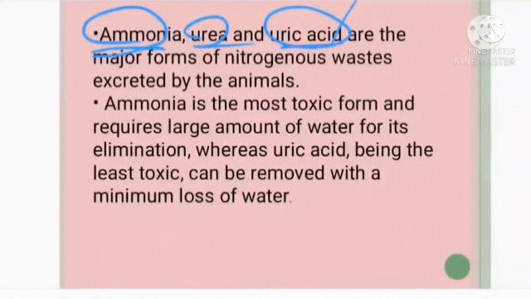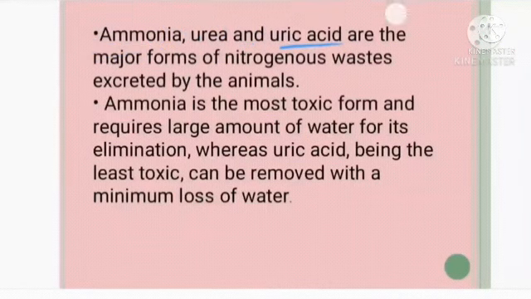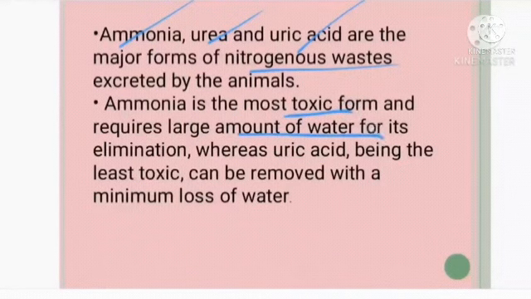So what are the three nitrogenous wastes? They are ammonia, urea and uric acid. These are the major forms of nitrogenous waste which are excreted by animals. Ammonia is the most toxic form, as I told, and it requires a lot of water so that it gets dissolved in the water and then is eliminated.